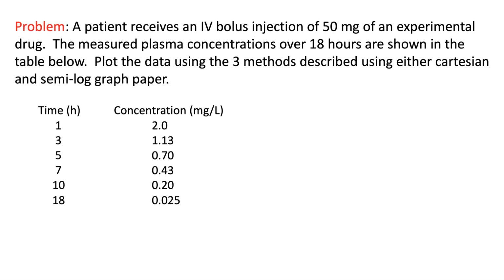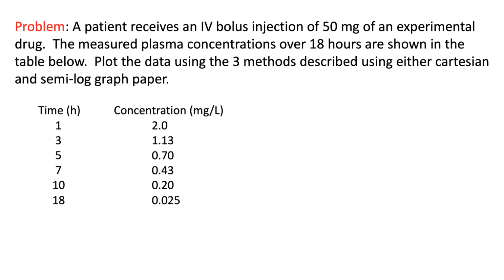And then what we're going to do is plot this data using the three methods described, and we're going to do that in different ways. And I'll just explain that. Now keep in mind, this was an IV bolus injection, so there was no absorption. Essentially, our time zero, the time at which we squished all of that drug in there, represents the highest plasma concentration that it's going to start with. And it's simply going to go down from there.